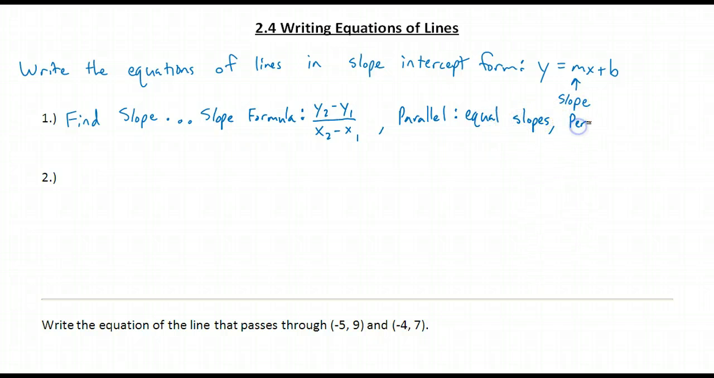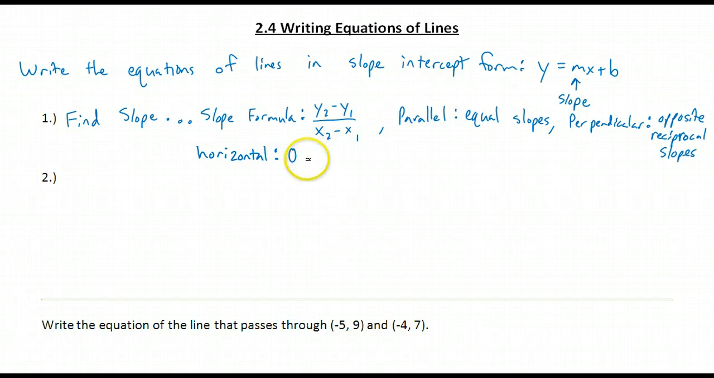If we have perpendicular lines, our slopes are going to be opposite reciprocal. If we have horizontal lines, our slopes are going to be 0. And if we have vertical lines, our slopes are going to be undefined.